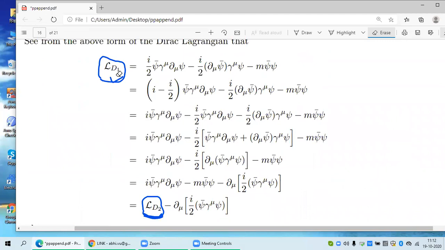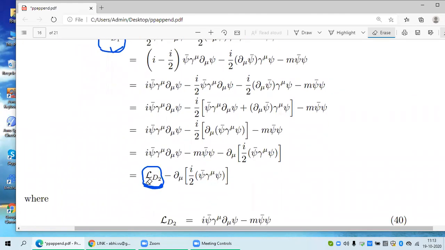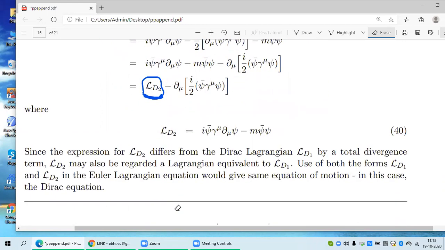So both of these LD1 and LD2 can serve the purpose of the Dirac Lagrangian. So we will use either form depending on our ease of calculations in a particular context. Both forms are equivalent and equally capture all the features of the Dirac field. These forms give the same equation when put in the Euler-Lagrange equation.